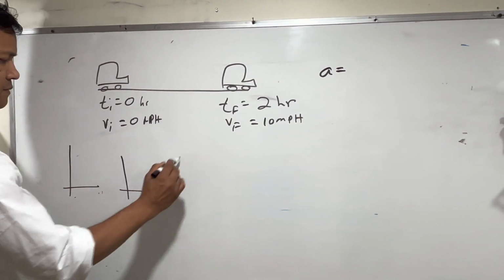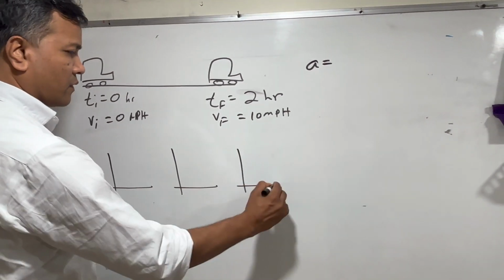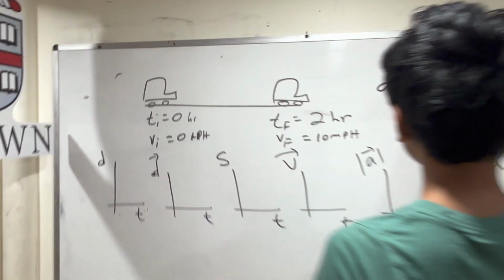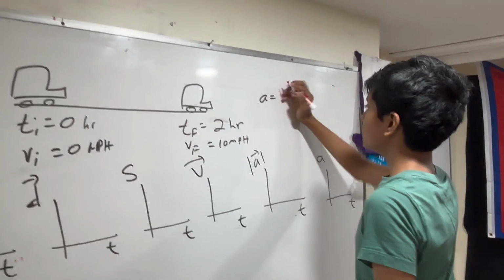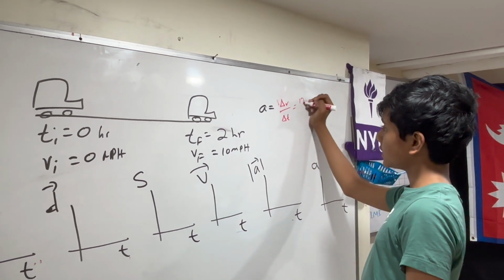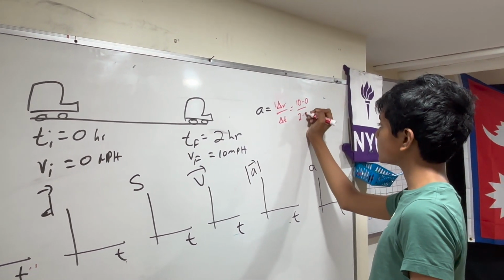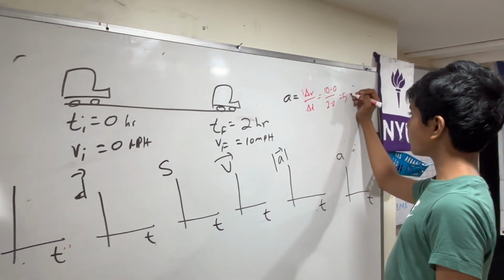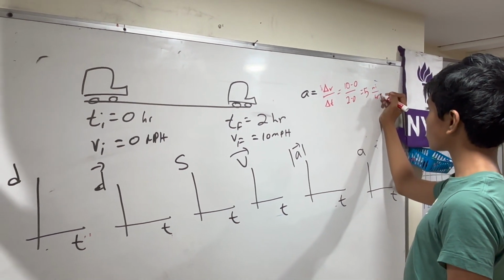1, 2, 3, 4. Average velocity. Oh, well, no, not the average velocity, but the change in velocity divided by the change in time, which is just going to be 10 minus 0 over 2 minus 0, which makes 5 miles per hour squared.